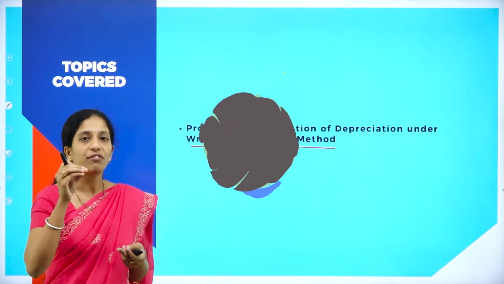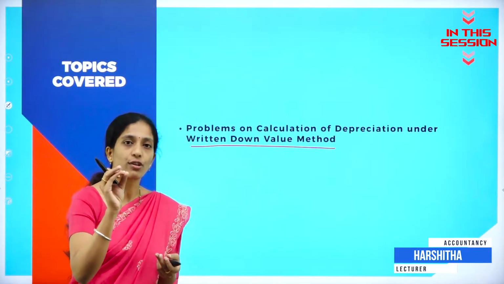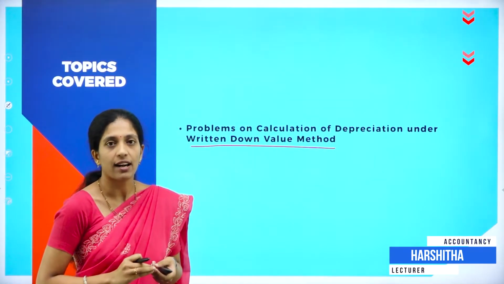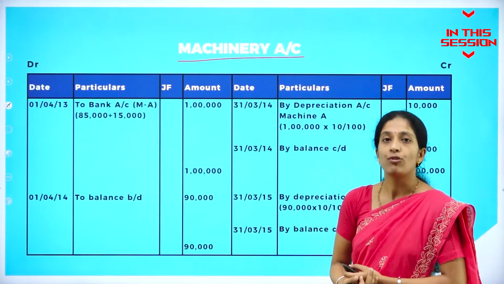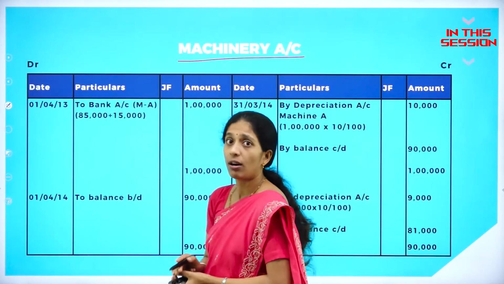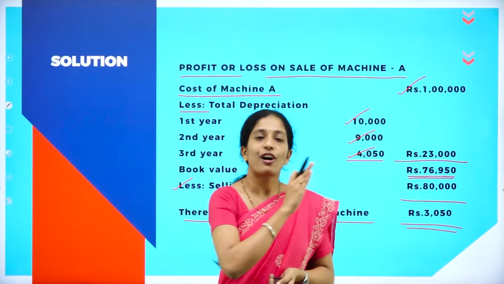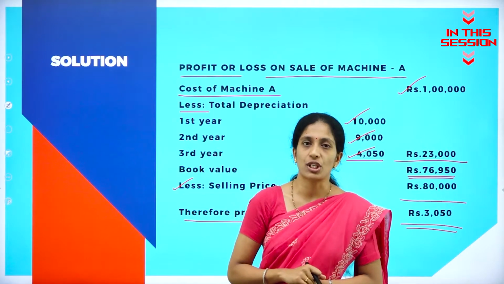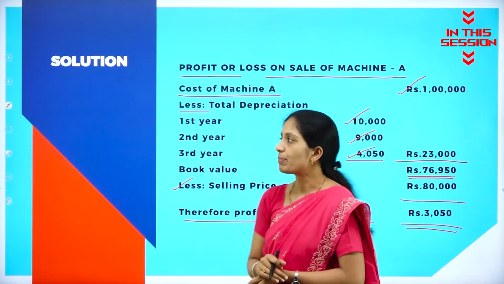Here the value of depreciation goes on decreasing because the original cost of the asset also goes on decreasing year after year under written down value method. What is the entry for purchasing of machine? Your entry will be machinery account debit to bank account. If it is loss, we'll record it on the credit side of machinery account. If it is profit, we have to record it on the debit side of machinery account.